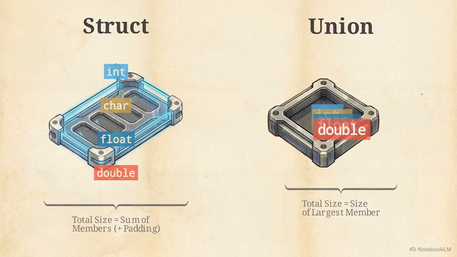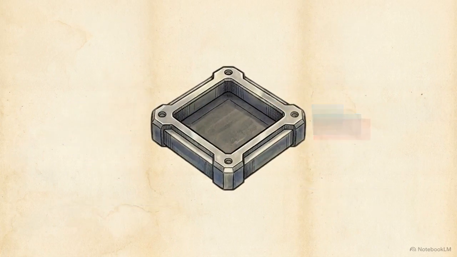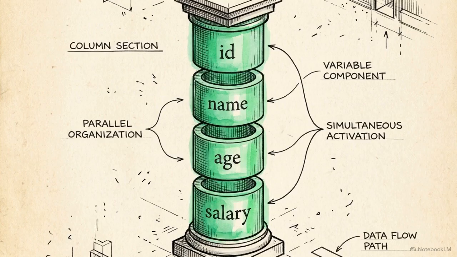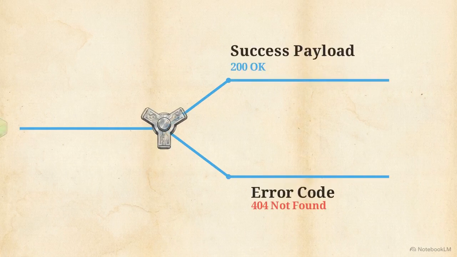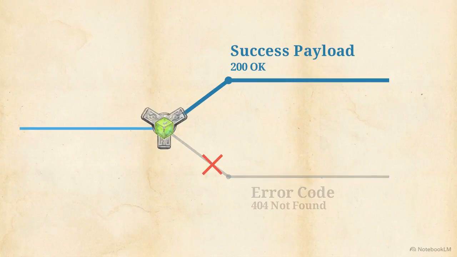The operational constraint of a union is absolute. Because the space is shared, you can only use one member at a time. If you assign a value to an integer member and then assign a character to a different member, the integer is instantly overwritten. Structs are designed for complete organizational mapping, where you need all variables active at once. Unions are used for mutually exclusive scenarios, like an API response that will return either a success payload or an error code, but never both simultaneously.